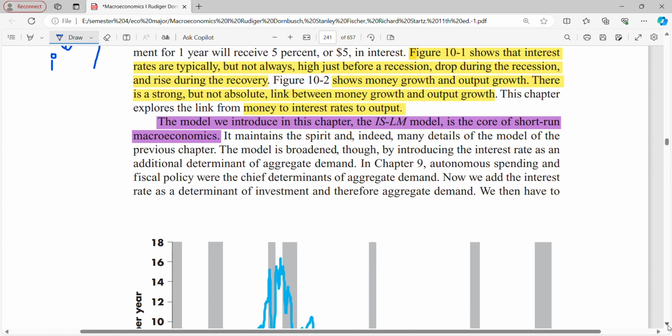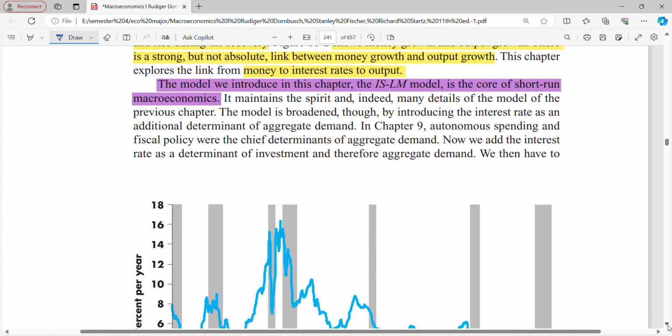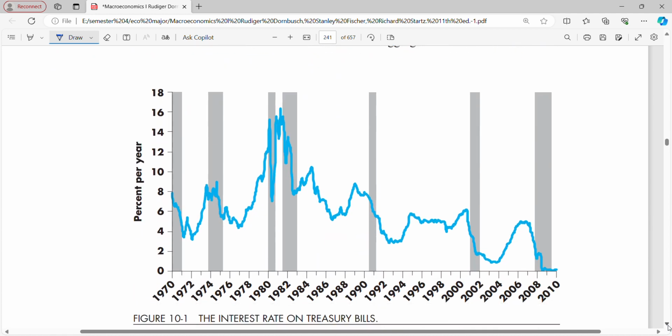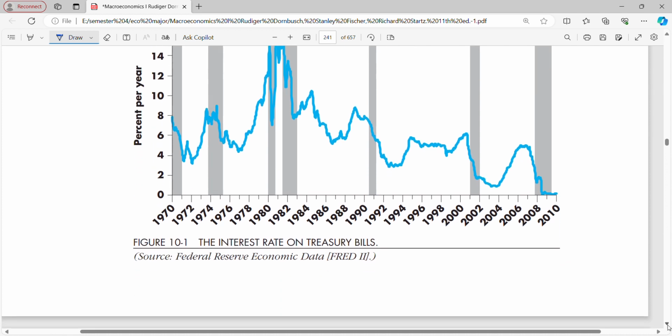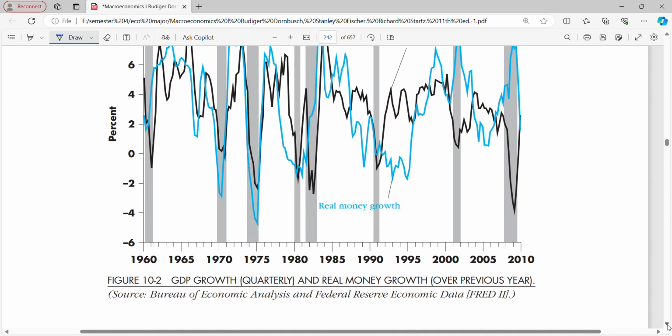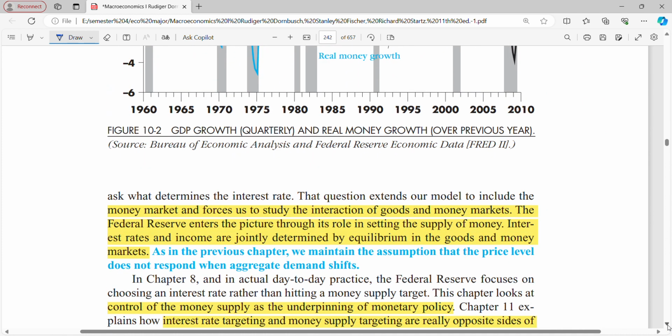Okay. Just refer to 10.1 and 10.2. Next. So this is 10.2. Just have a check on this too. Okay.